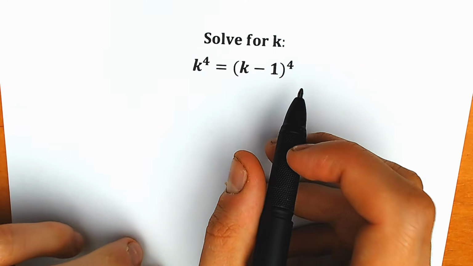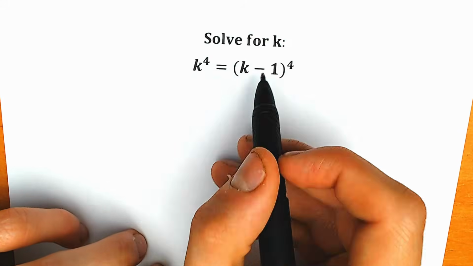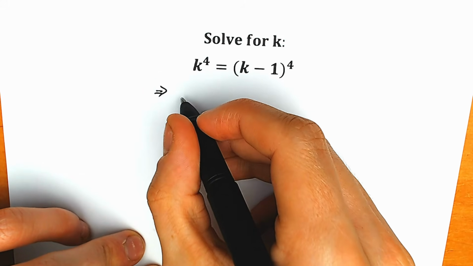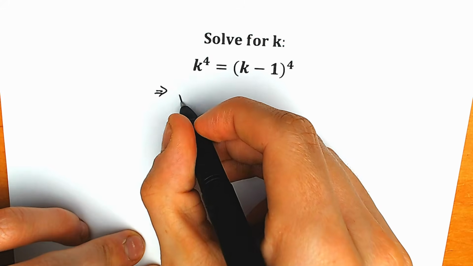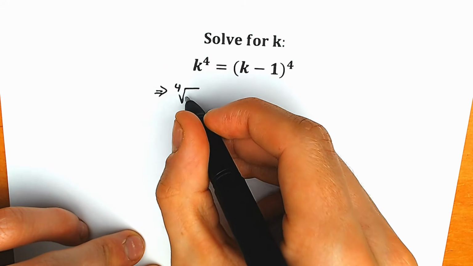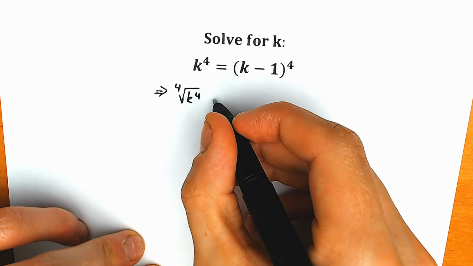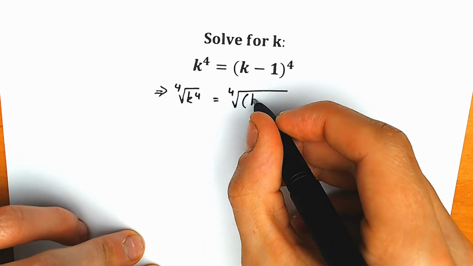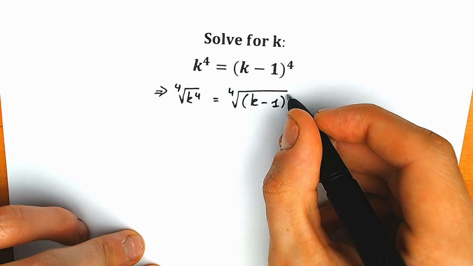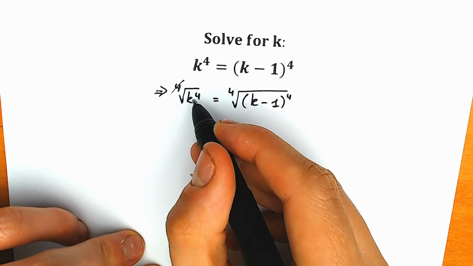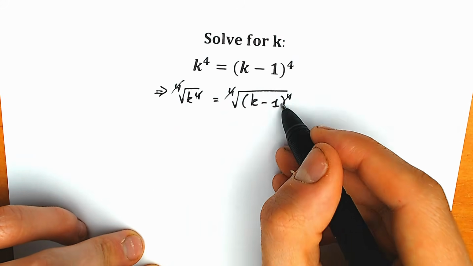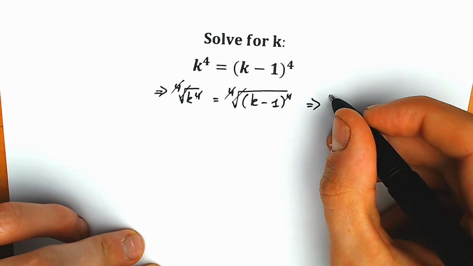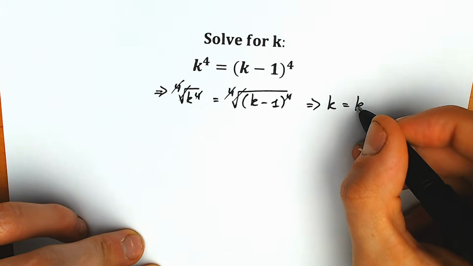A lot of students might be thinking, okay, we need to cancel this fourth power. This is the most common mistake I have ever seen. They think, okay, the fourth root of k to the power 4, and the fourth root of (k minus 1) to the power 4. So we cancel these fourth powers with the fourth root, we cancel everything, and as a result we have k equal to k minus 1.